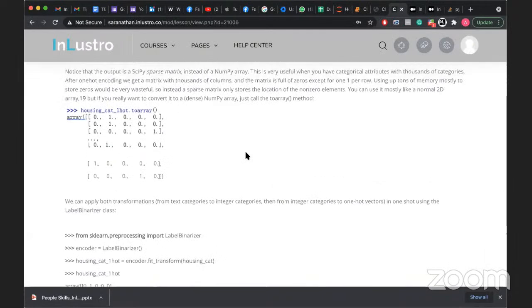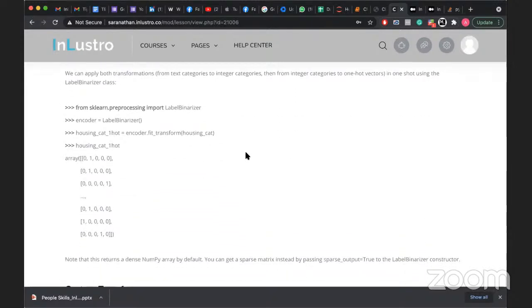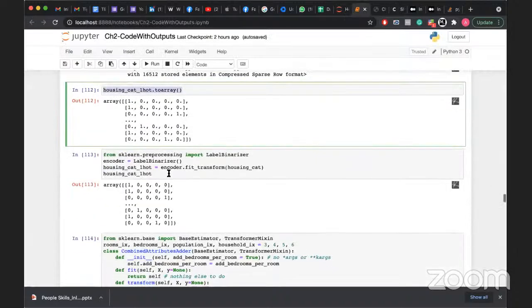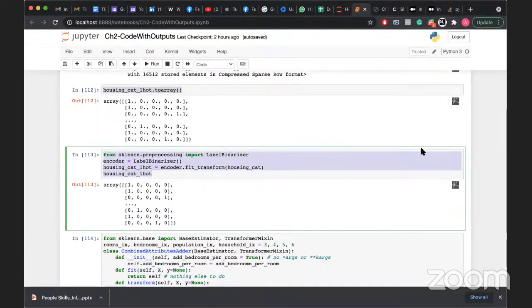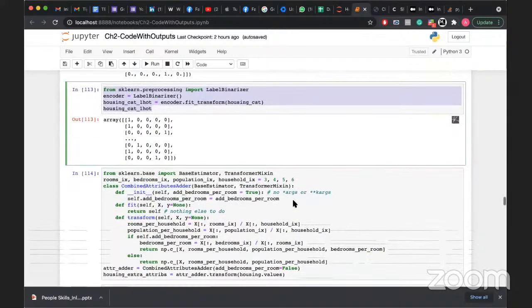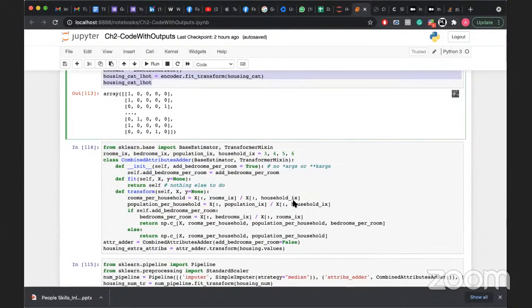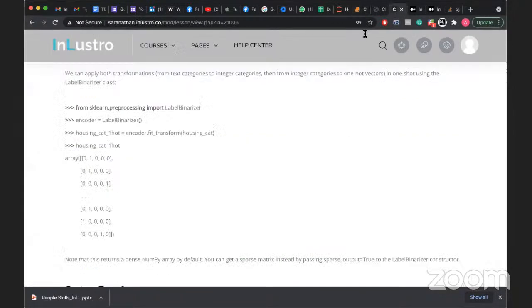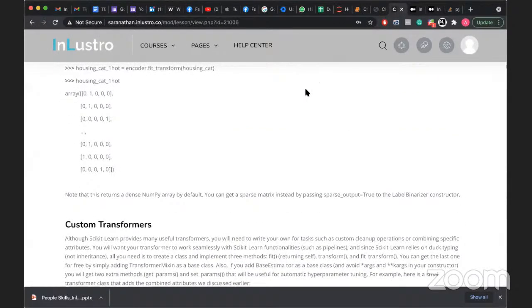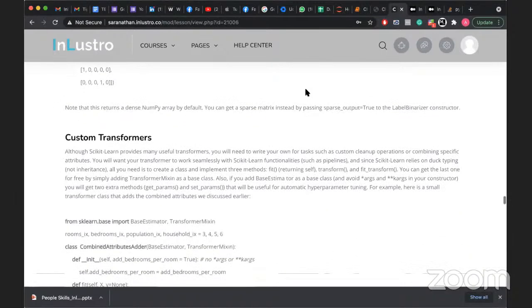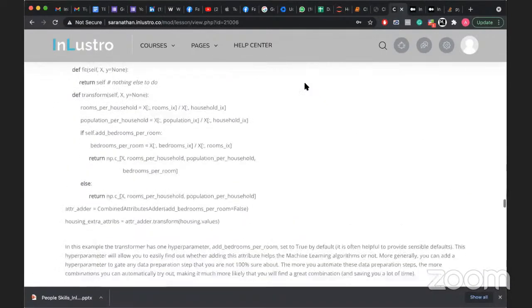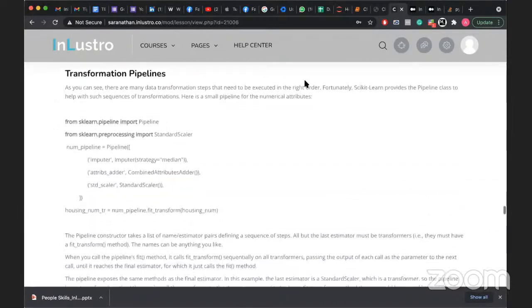So we can apply both transformations, that is from text to integer and then integer to one hot vector, in one shot using something called the LabelBinarizer class. So text to integer, integer to one hot vector can directly be done using the LabelBinarizer class. So please execute this, the LabelBinarizer. This returns a dense NumPy array by default. Once you're done executing the LabelBinarizer class, please let me know.